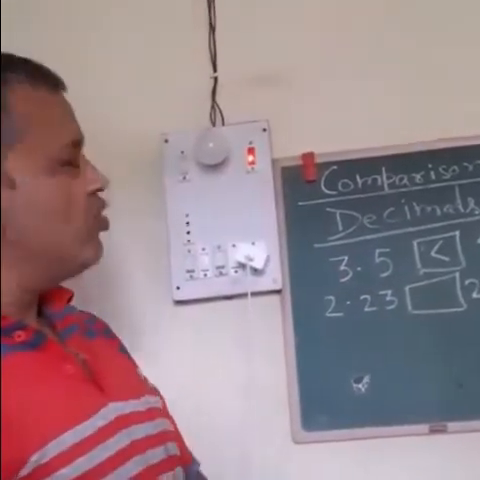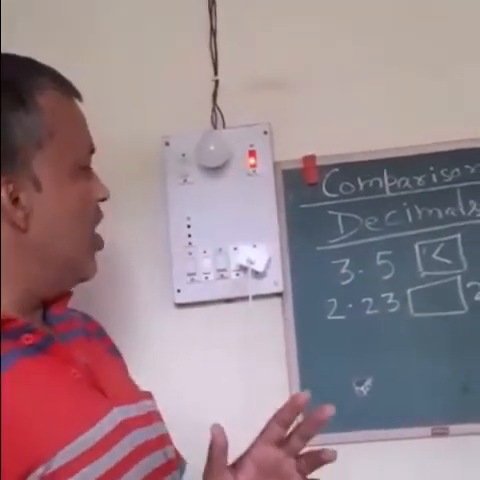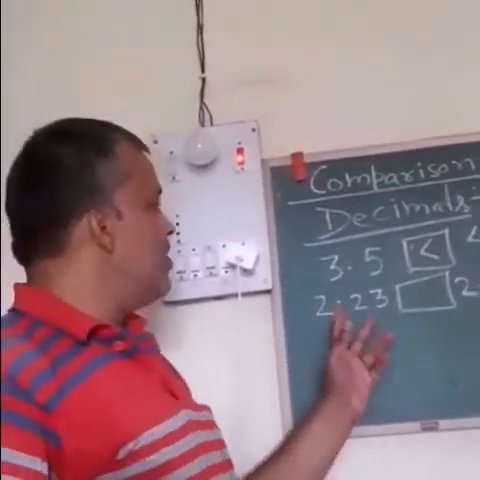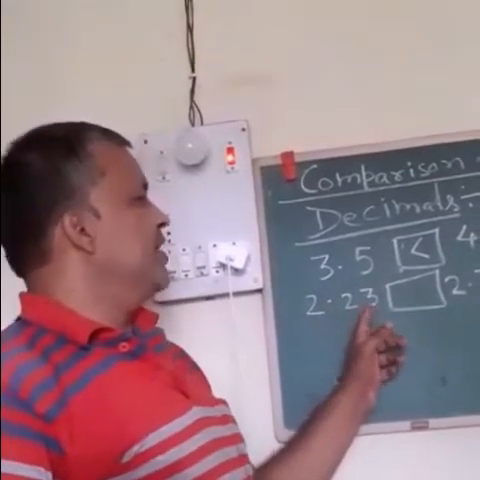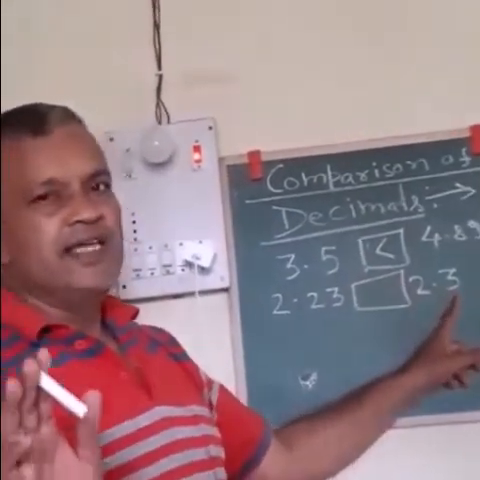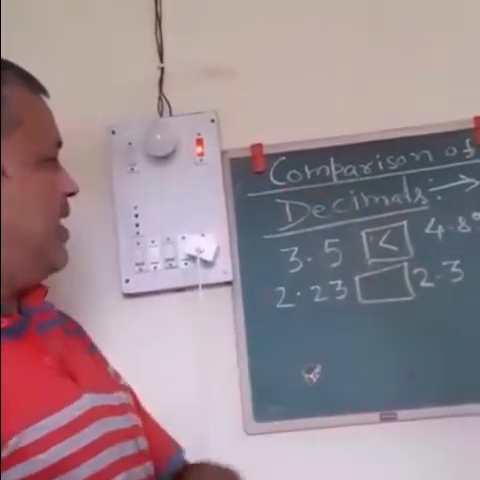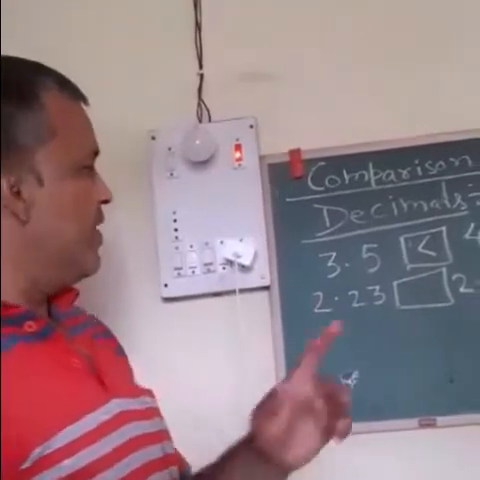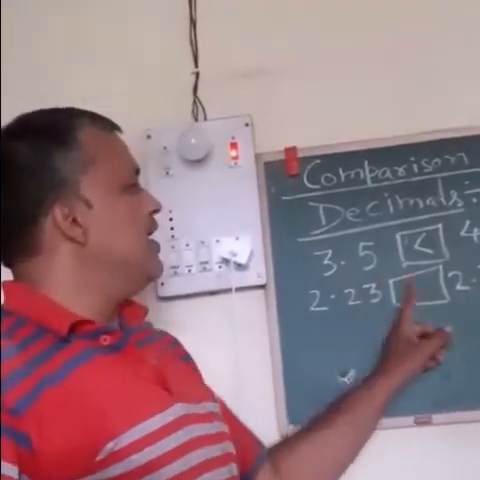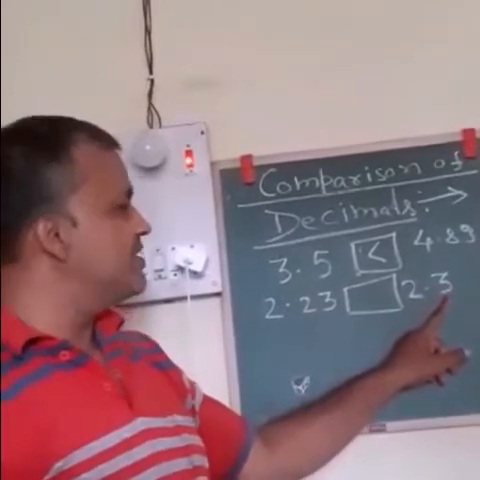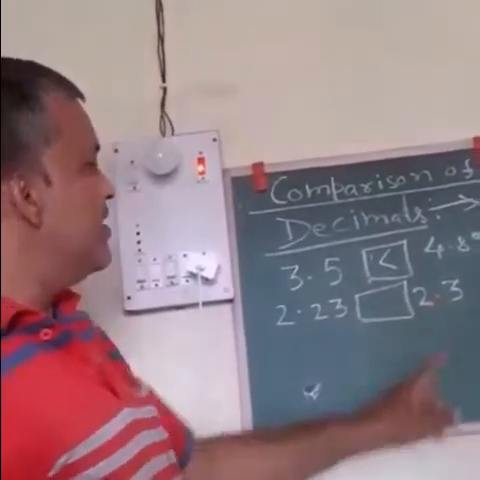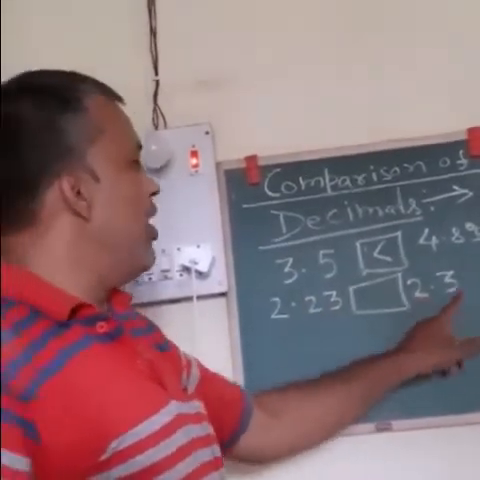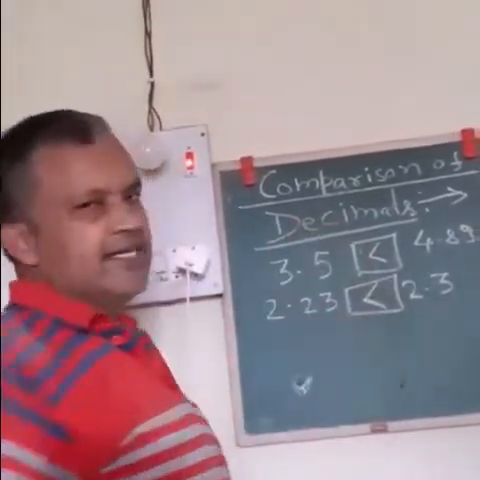Now what should I do? We should now compare the decimal part. We see here the decimal part is 23 and here the decimal part is 3. In these both numbers we compare the first digit. The first digit is here 2 and here the first decimal digit is 3. It means this 3 is greater than this 2. So this 2.3 is greater.